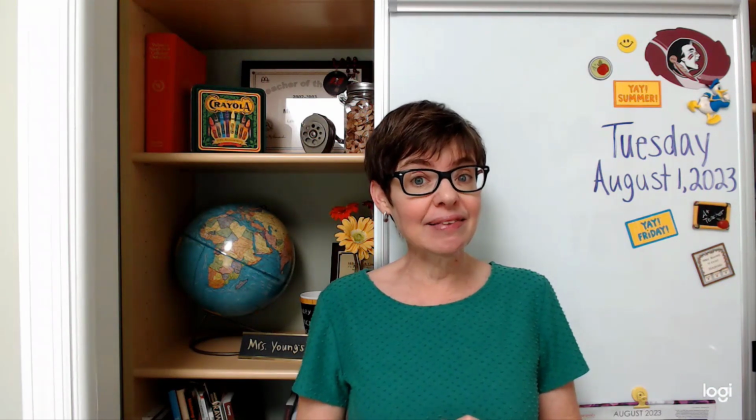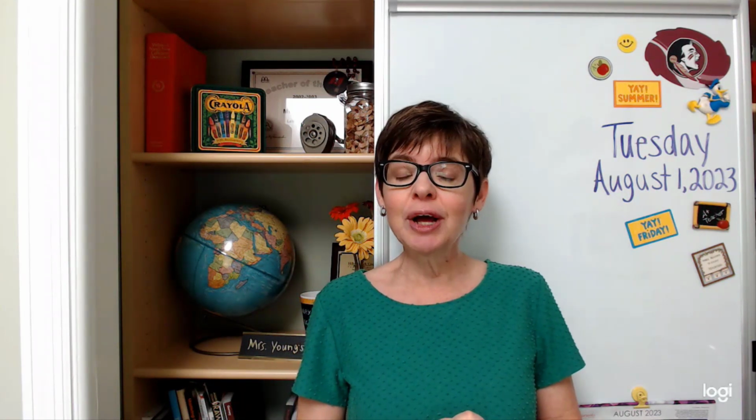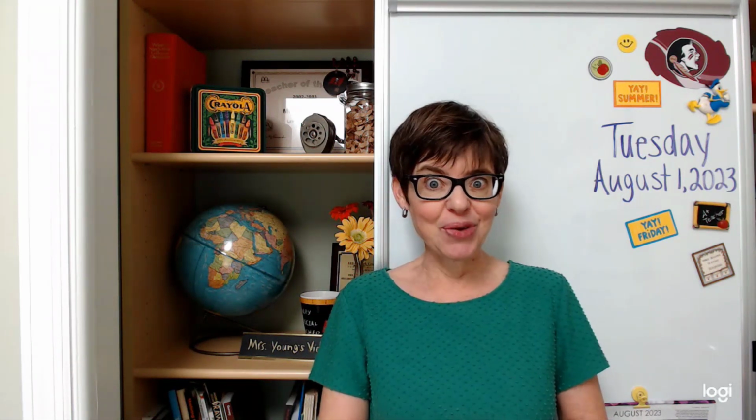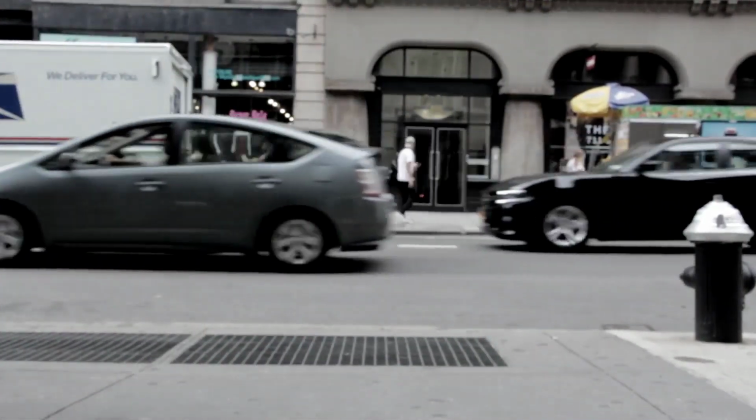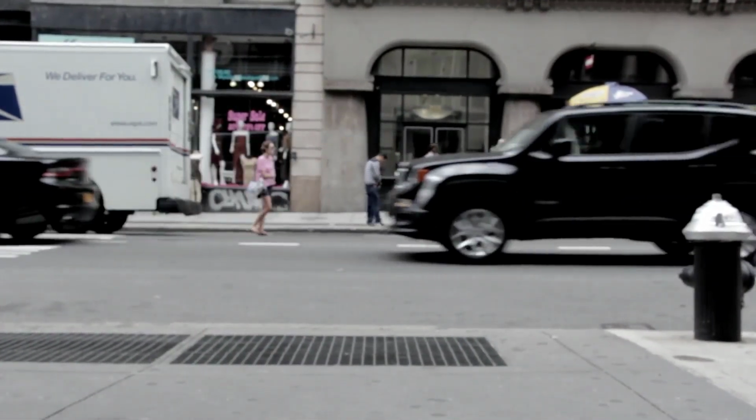And that made me decide today for our lesson, we are going to learn about 3 different kinds of neighborhoods. Are you ready? Okay, here we go. There are 3 main types of neighborhoods: urban, suburban, and rural.